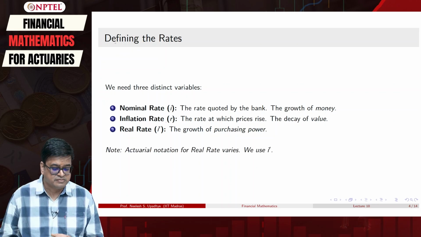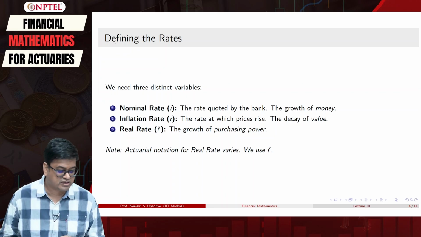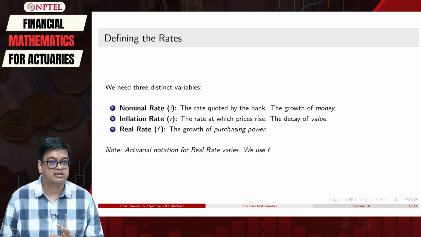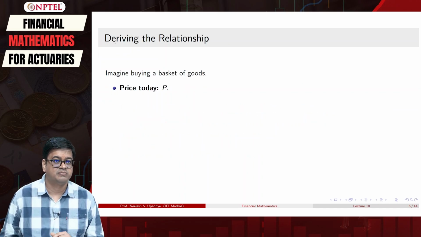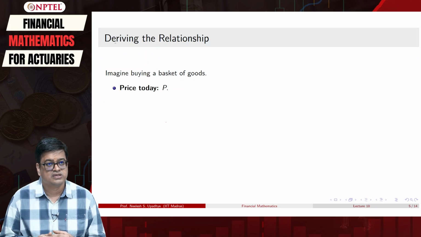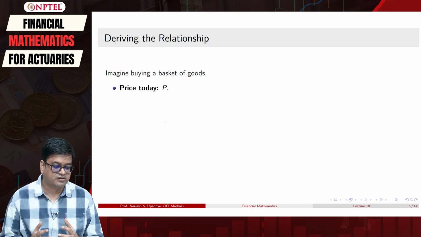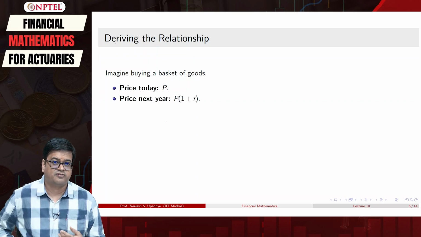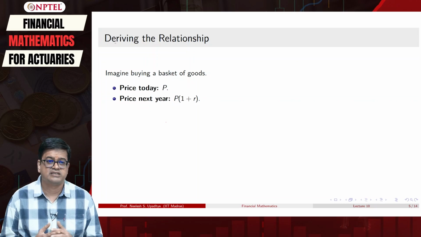Before going to the next session, note that actuarial notation for the real interest rate may vary. However, we are using i' for the real interest rate. Let us take one theoretical setup where we will try to derive the relationship. Here we are buying a basket of goods. The price today is P, and whatever the inflation is will make the price of this basket of goods go higher. As usual, we have our formula: in the next year the price of the goods will be P times (1 + r), because r is the rate of inflation.